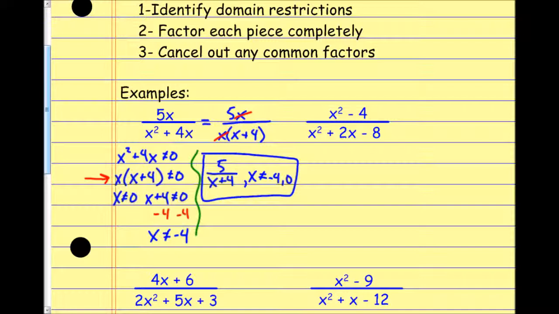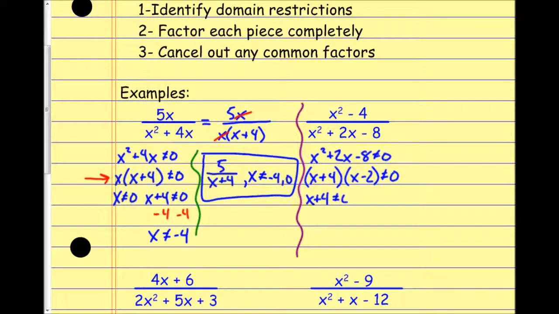If I take the next one here, I'm going to find the domain restrictions first. So I set the denominator equal to 0. I say that this cannot equal 0. And then I factor this thing. I can solve by factoring. This is going to factor into an x plus 4 and an x minus 2. And then we set each factor equal to 0. So x plus 4 cannot equal 0. The x minus 2 cannot equal 0. And I solve each. Here I subtract the 4 from each side. Here I'm going to add the 2. So I'm going to get these two domain restrictions, that x cannot equal a negative 4 and x cannot equal a positive 2.